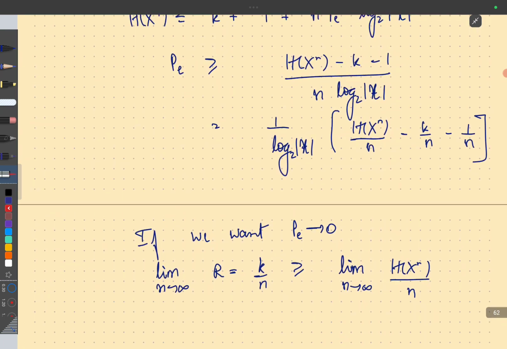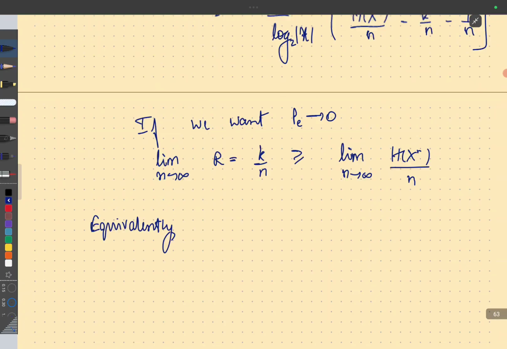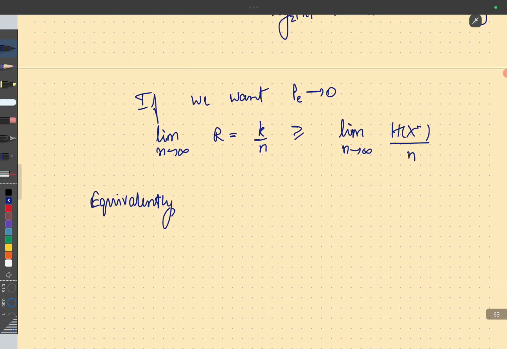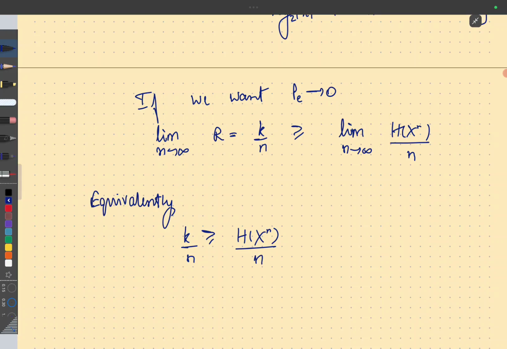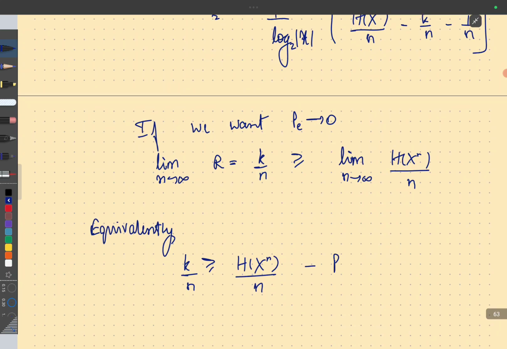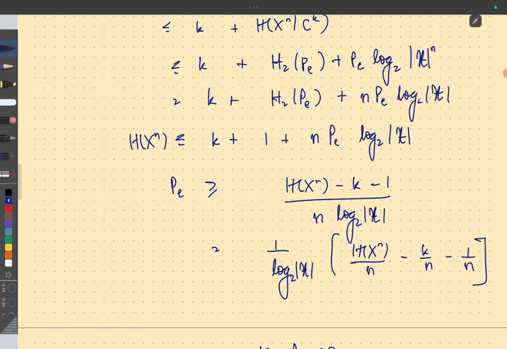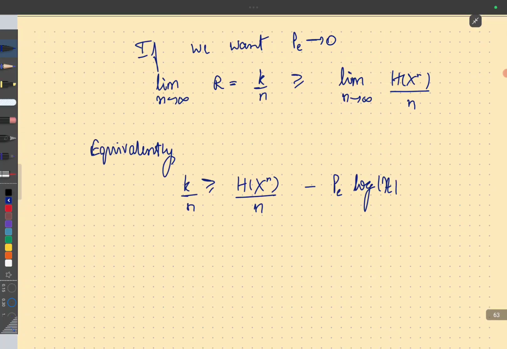Another way of rearranging this is that an equivalent version is that k over n should be greater than or equal to h of xn by n minus the probability of error times log cardinality of x, minus 1 by n.